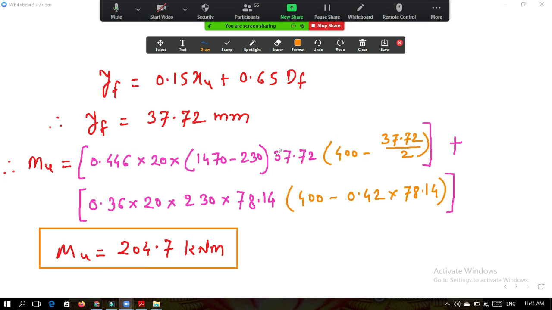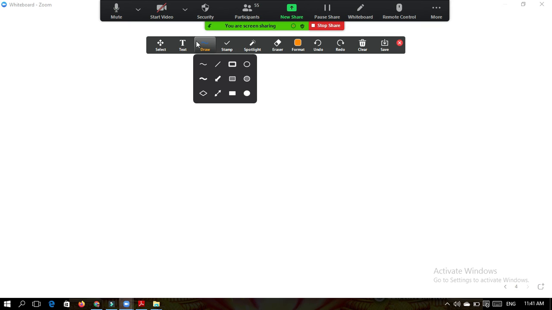Now I will tell you about doubly reinforced T beams. What happens if you provide reinforcement at the top also? Okay, so we will move to the next slide. Now I will draw the T-beam.